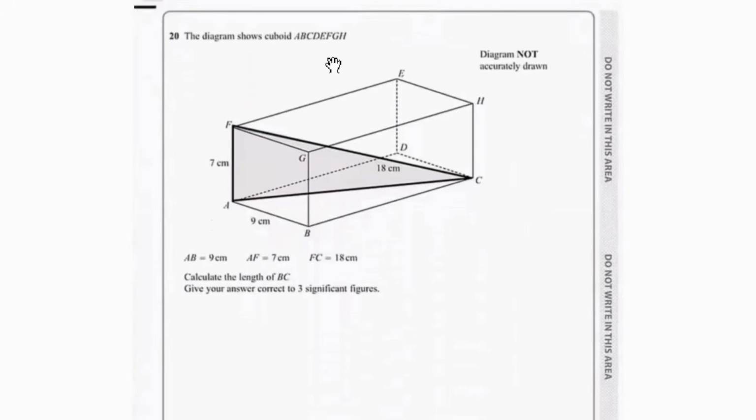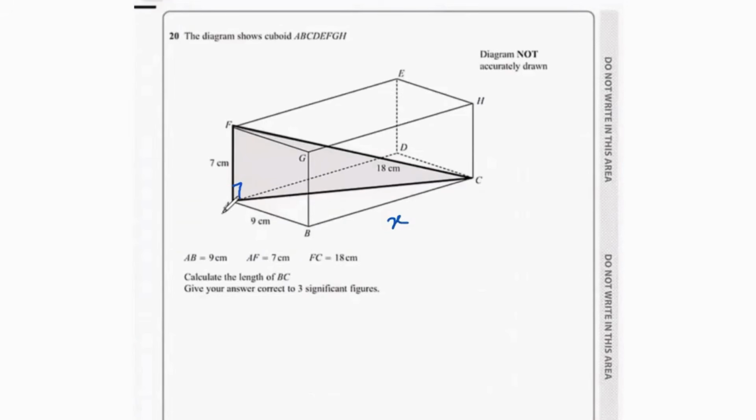The diagram shows a cuboid ABCDEFGH. AB is 9 centimeters, AF is 7 centimeters, and FC is 18 centimeters. Calculate the length of BC. So as you can see, we can create a triangle out of it, and it's a right angle triangle. We have to figure out the length of BC.